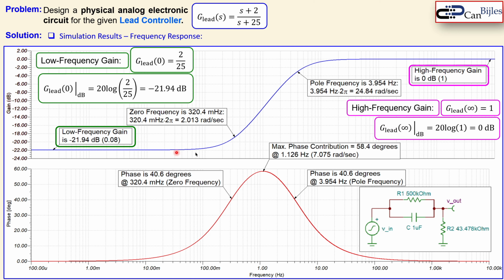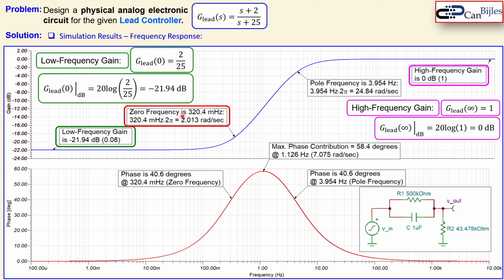By the way, this is the plot we have from our circuit, so this is really giving the information from the transfer function. Of course, we have just checked two things, the low frequency gain and the high frequency gain, but we also want to check the zero frequency and the pole frequency. So those are the next checkpoints.